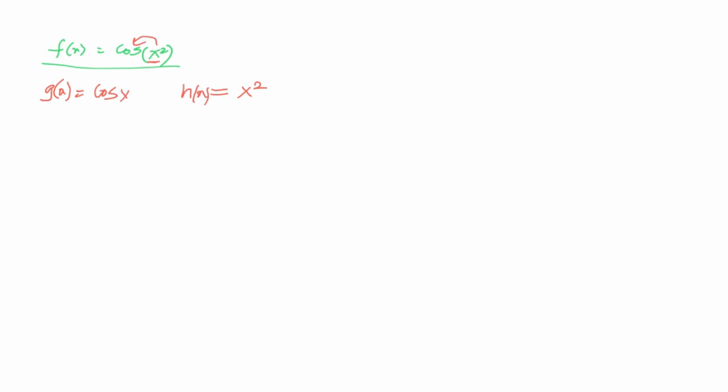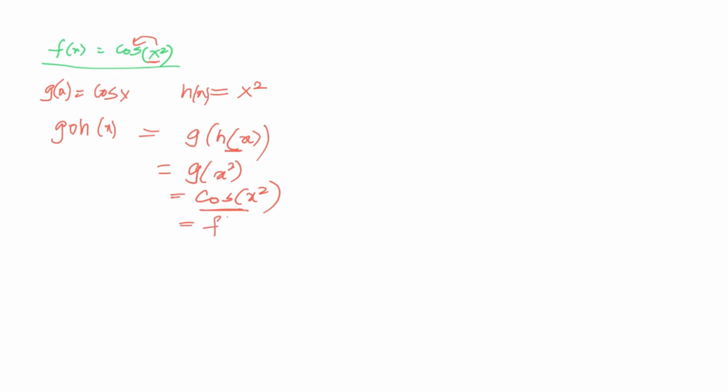So now what is g of h x? I can write it as g of h of x. Correct? What is g of h of x? G of, what is h of x? X square. What is g of x square? Cos of x square. Right? Now g of x square is equal to cos of x square. Now this is also equal to what? F of x. Right? Therefore, we can write that f of x is equal to g of h.